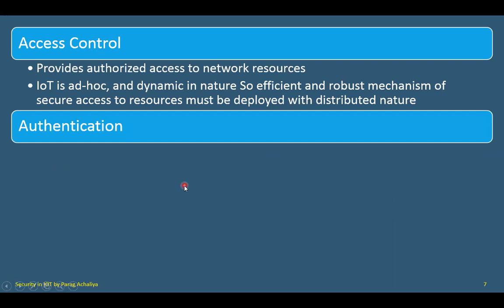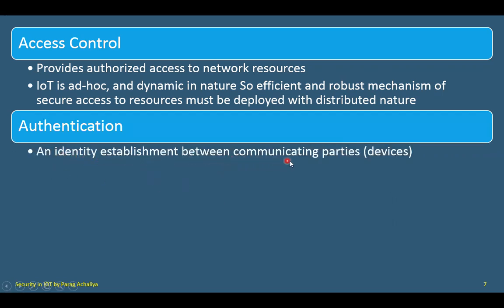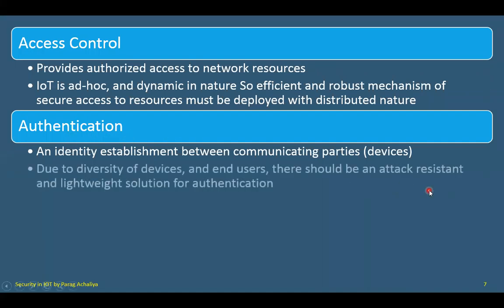Second is authentication. An identity establishment between communicating parties or devices is treated as what? Authentication. So authentication is basically an identity establishment activity, implemented between various communicating parties or devices. Let's say there are four or five communicating devices in your single IoT application. All those devices must be authorized. Then only the communication between those devices will take place, and it will be treated as authorized only if they are authenticated.